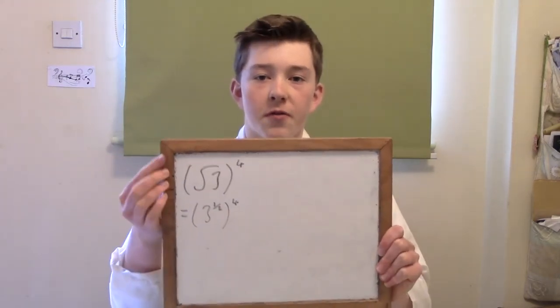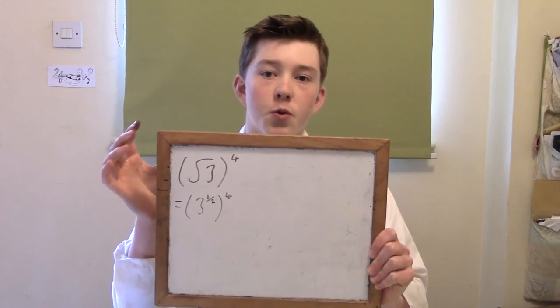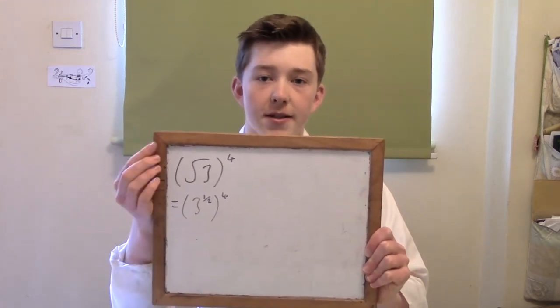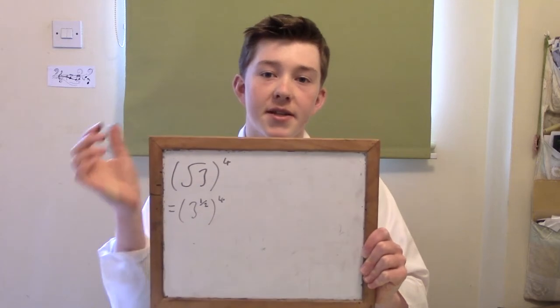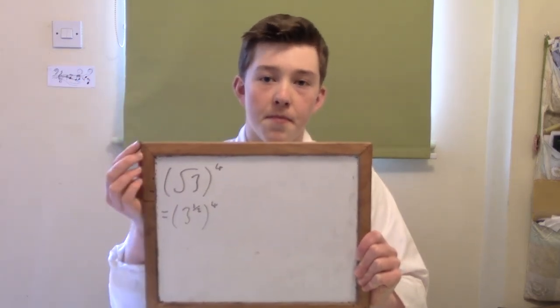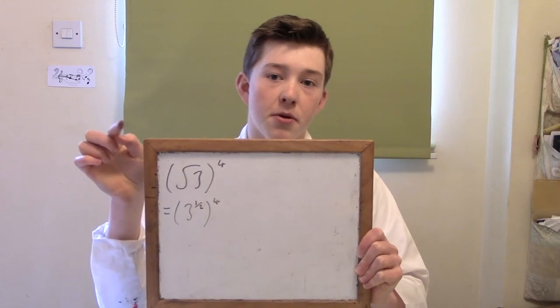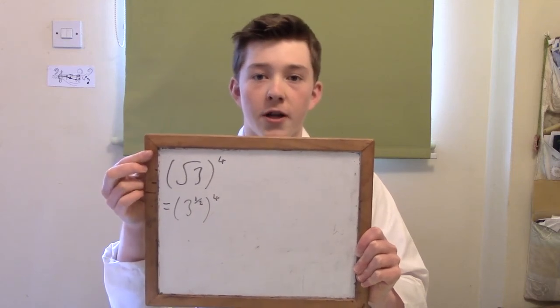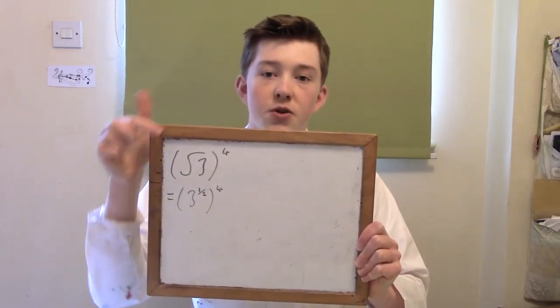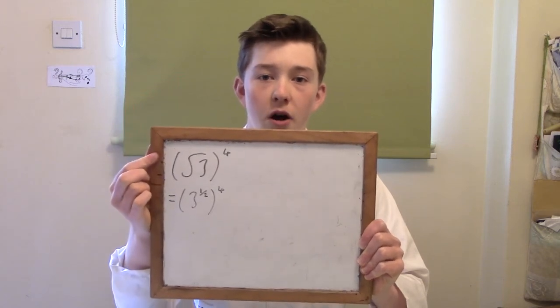The other way of solving this is to change the square root inside the bracket into a power, or an index. You should remember from the indices topic, if you've done that, that a square root of a number is the same as that number to the power of 1/2. So inside the bracket, you can change the root 3 to 3 to the power of 1/2.